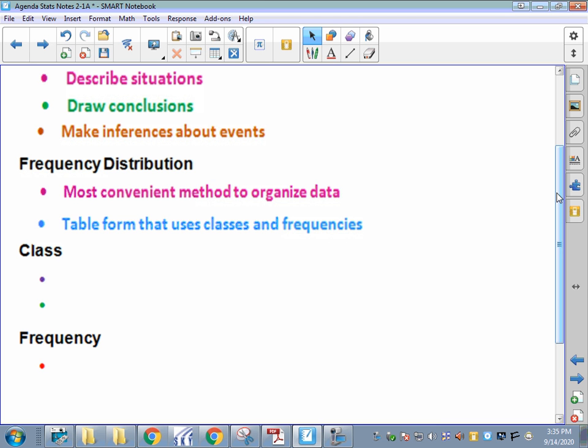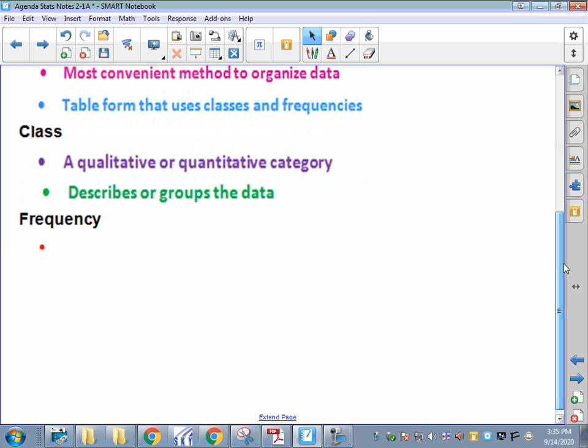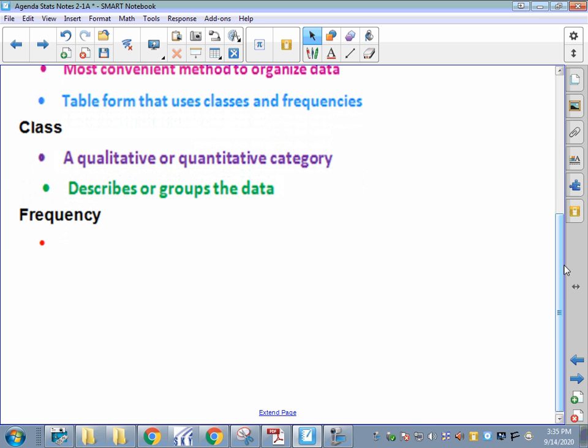So there are some things that you need to know because we are going to use them and they're going to be like headers on our frequency tables. The first thing you need to know is class. Our class could be a qualitative or a quantitative category. So again, we have to look at what type of data we've collected. This groups or describes the data. We don't want to just see a big list of data. We want to group it together so we can look at it and see what it looks like. We can describe that data. And we all know frequency is the number of times something occurs, the number of data values contained in a class.